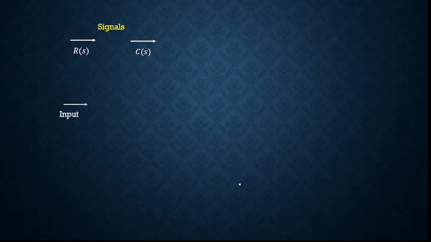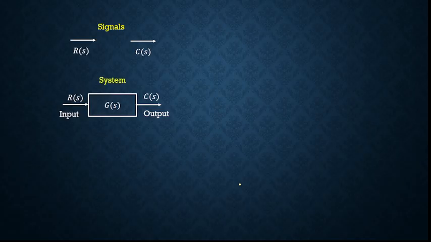Next is input as R of S, output as C of S, and there is a system which is shown by a rectangle whose function, the gain, is shown inside the system rectangle, called G of S. So this is the representation of a system.